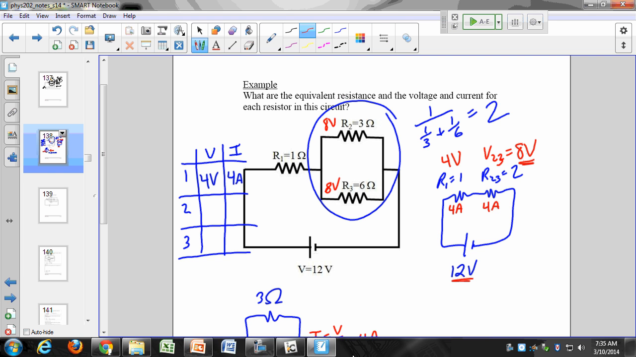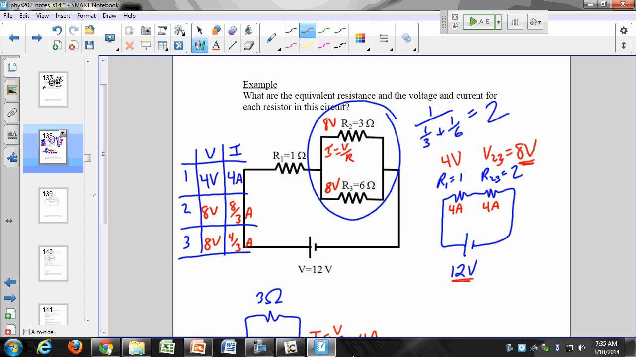So now we're basically done. V2 is 8 volts, V3 is 8 volts, and then we can find the currents, which are going to be V over R. It's going to be 8 over 3 amps for R2, and then 8 over 6, which is 4 over 3 amps for R3. Don't worry, we're going to do some more like this.